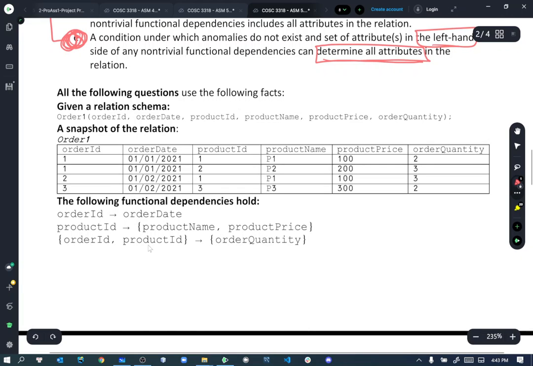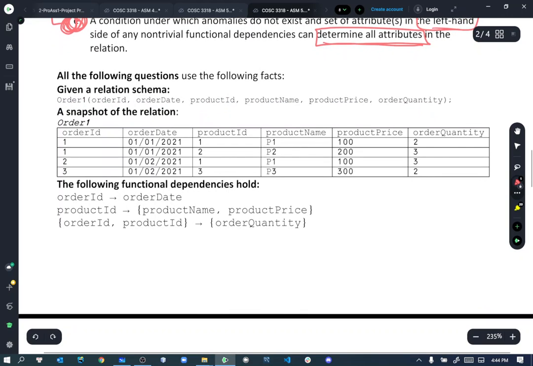So here is the exercise. Given the relation order one, you have order ID, order date, product ID, product name, product price, and order quantity. Then from here, this one is a snapshot, or it is called an instance of order one.